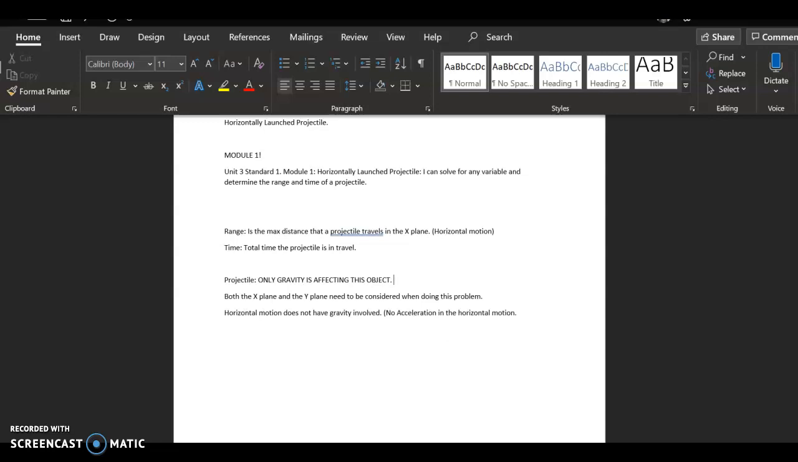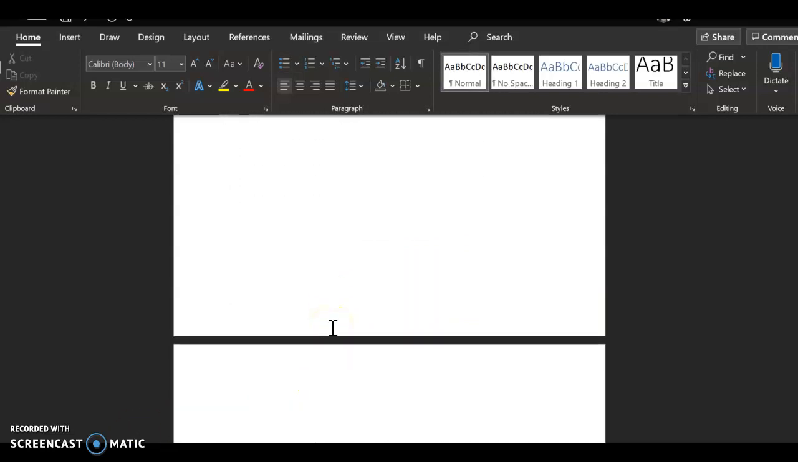Some definitions. What's a projectile? It's an object that only gravity affects. When we do these problems, we need both the x and y plane, and then horizontal motion does not have gravity involved, so there's no acceleration in the x direction. Okay, so let's try this problem here.